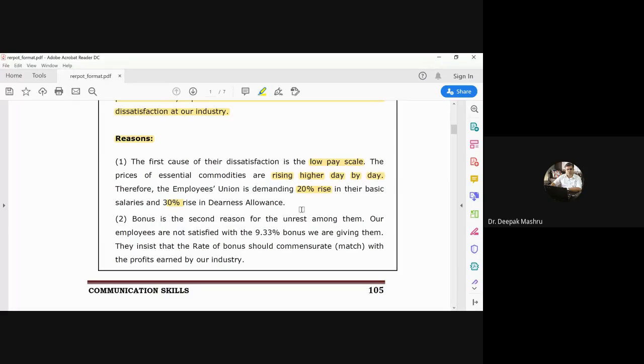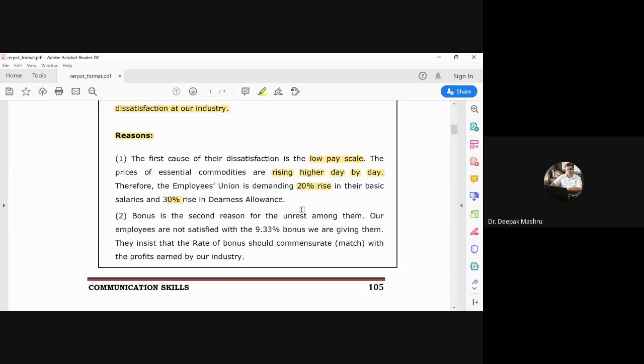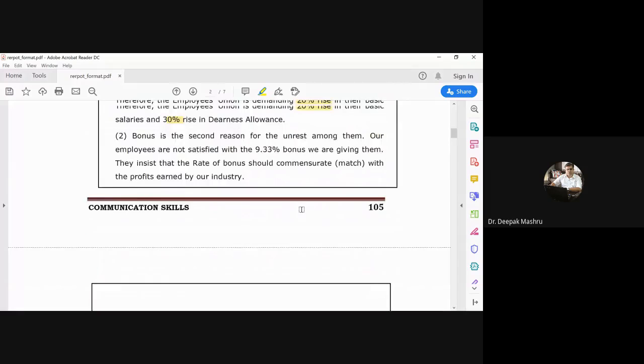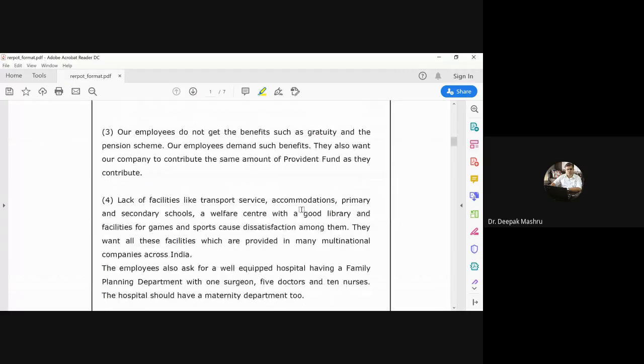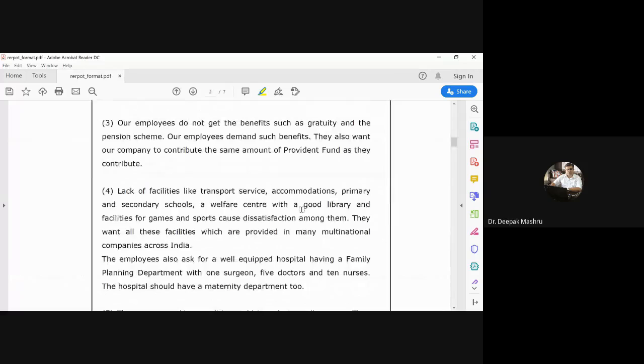Our employees are not satisfied with the 9.33% bonus. So we need to go with more. So this is another reason. The third reason is that our employees do not get benefits such as gratuity and the pension scheme.